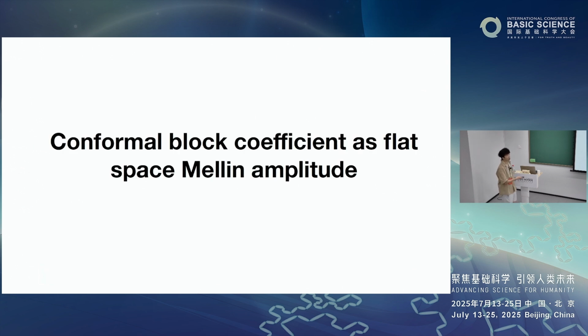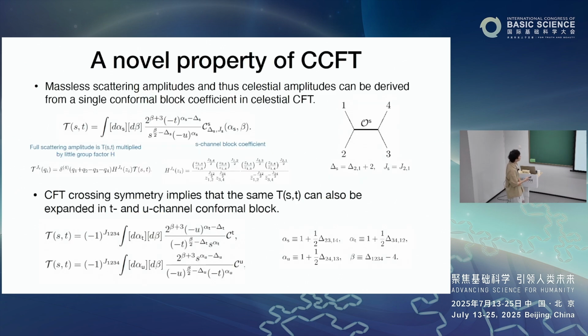I show you the first properties we derived. The conformal coefficient as flat space Mellin amplitude. You will see why we call it Mellin amplitude. The property we found is that massive scattering amplitudes, and thus selection amplitude, can be derived from a single conformal block expansion coefficient in CFT.